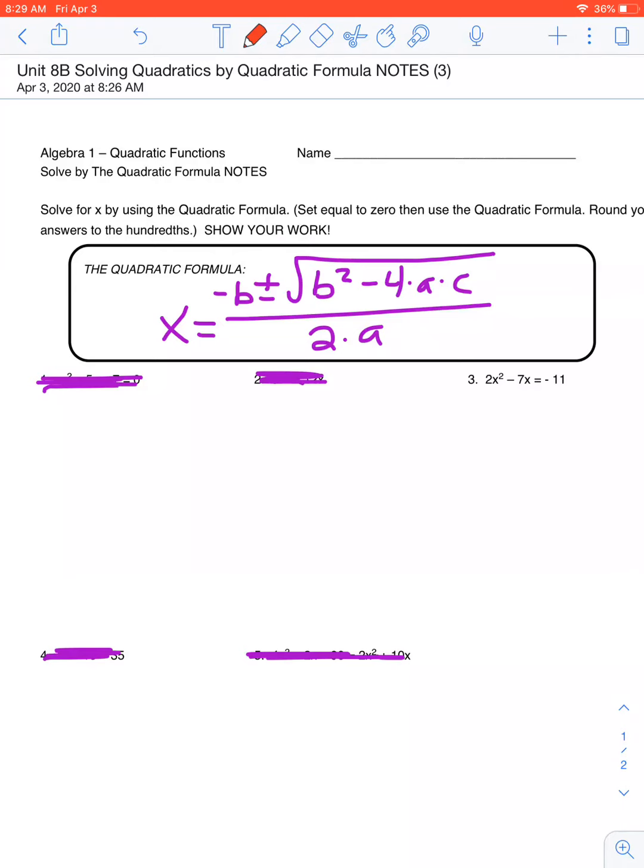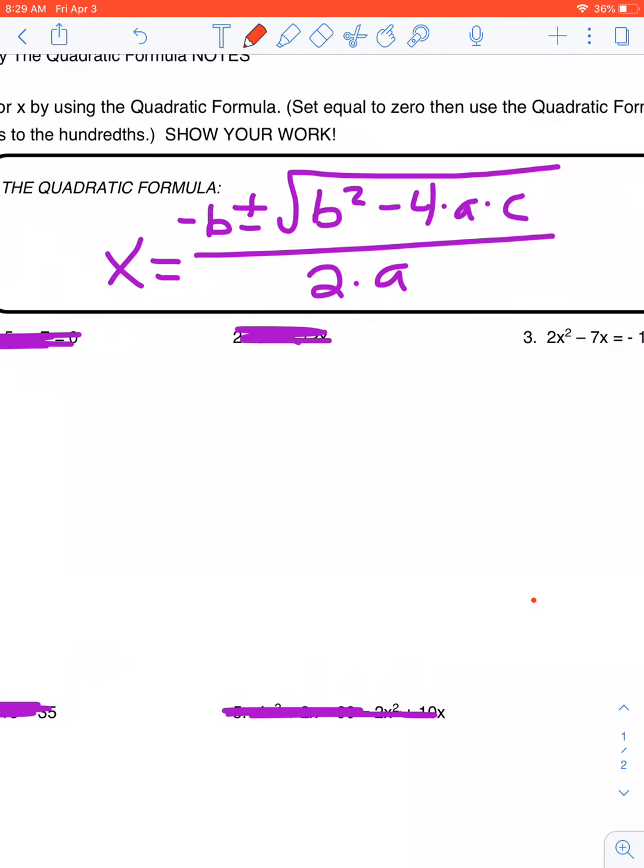So in order to use quadratic formula, one side of the equation has to be equal to 0. As you see here, you have 2x squared minus 7x equals negative 11. So first thing before I do anything, I'm going to move everything to one side. So I end up with 2x squared minus 7x plus 11 equals 0.